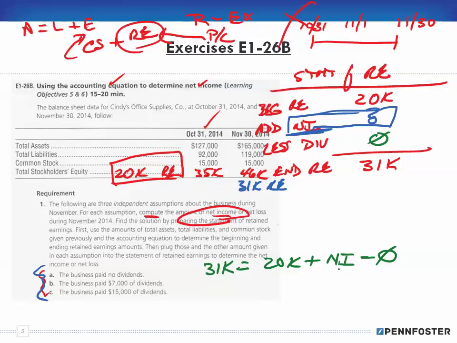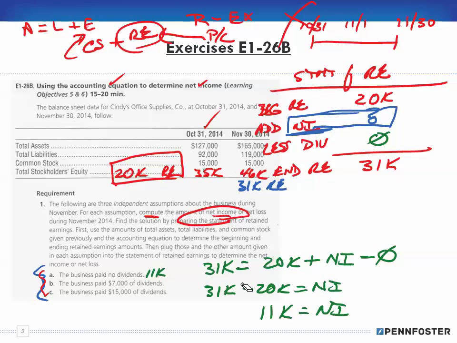So now all we need to do is isolate the net income. We take everything else and put it on one side of the equal sign and the net income on the other. So I have 31,000 minus 20,000, and remember, it changes the sign going across the equal sign, is equal to my net income. Dividends are zero. So my net income in assumption A is 31,000 less 20,000, or 11,000. So the answer for my net income for A is 11,000.